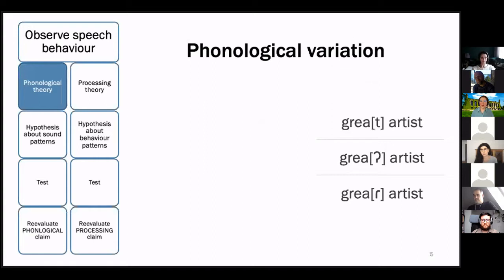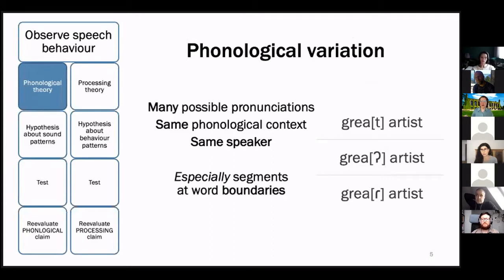If we think about this in terms of phonological theory, there's a term for it. We call this phonological variation. So when you have many possible pronunciations of a single word or a single sound in the same phonological context from the same speaker, we call that phonological variation. If you have a word like great, you have these three possible pronunciations of whatever the sound is at the end of great, probably a T, in front of the word artist specifically, but more generally in front of any word that starts with a vowel. Any speaker of a particular dialect that has this variant could in different situations use any of these three pronunciations as phonological variation.